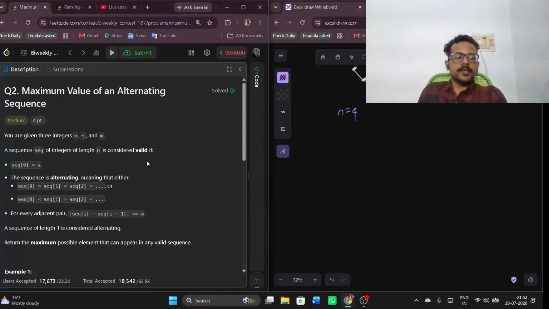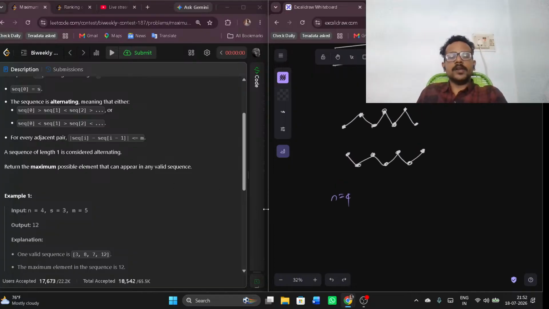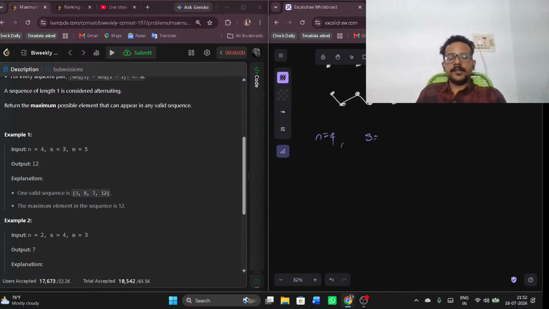And now, they have said that the absolute difference of sequence of I and sequence of I minus 1 should be less than or equal to M. Right? What does this mean? Every two adjacent elements, the absolute difference between these two, should not exceed M. Let me tell you how we can solve it. N is equal to 4, S is equal to 3, M is equal to 5.